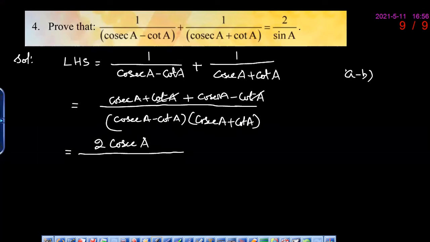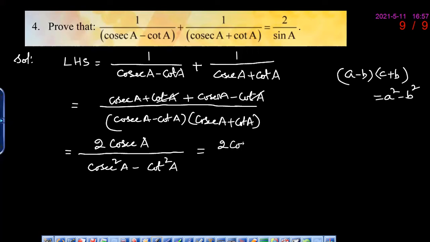Again, (A minus B) into (A plus B), children, is A square minus B square. So can I write this as cosec square A minus cot square A? Yes. Now I can write 2 cosec A divided by 1. Can you tell why I have written 1? Yes, the fundamental identity, since cosec square θ minus cot square θ is equal to 1. So I have substituted the identity here as 1.